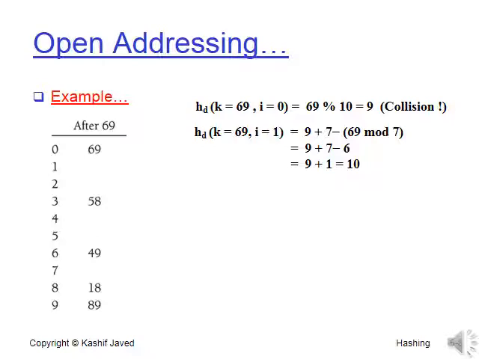We apply wraparound again. Once we reach bin 9, then we wrap around to index 0. Index 0 is counted as index 10. Thus we insert the number 69 into index 0 of our hash table.